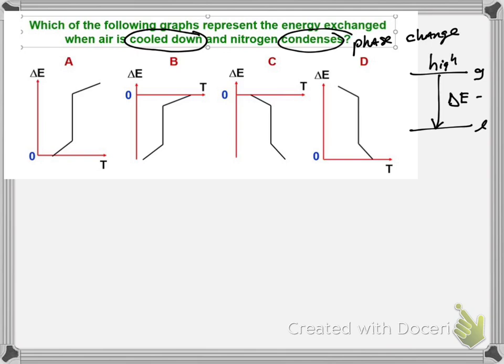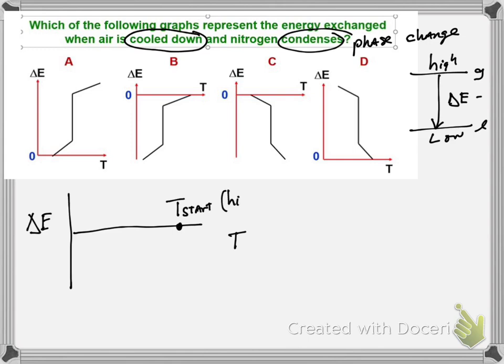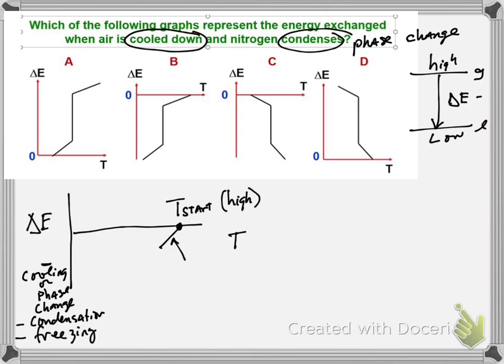Right, so with that, we draw our delta E versus T graph. And remember, we're cooling down, so our initial temperature has to be high. Our starting temperature is high, and we're cooling. So we're going down in temperature. That leads to a negative change. This is cooling, or a phase change, which is condensation, freezing, or deposition, right? Those are all the negative changes in delta E.